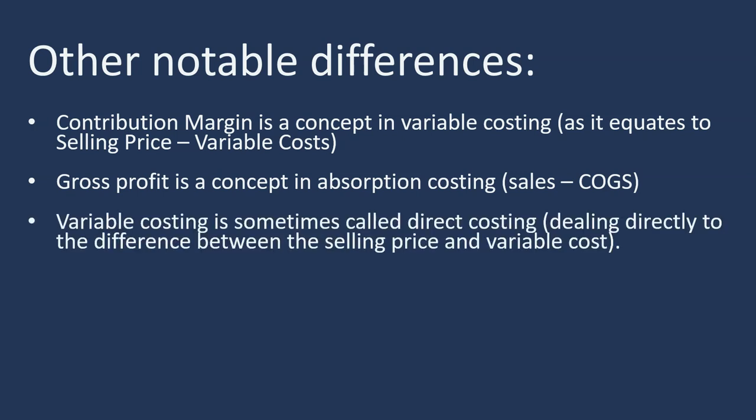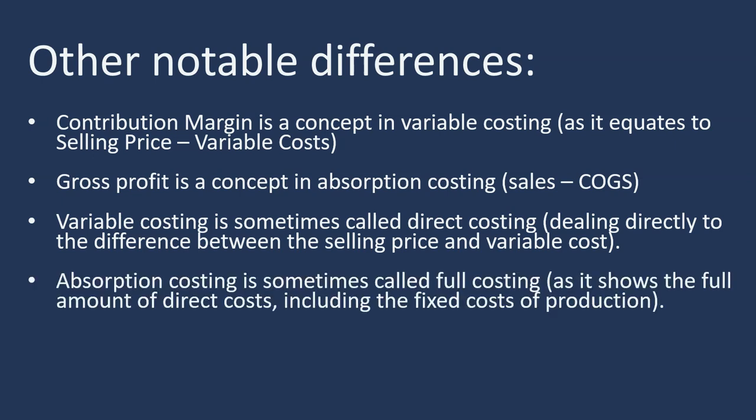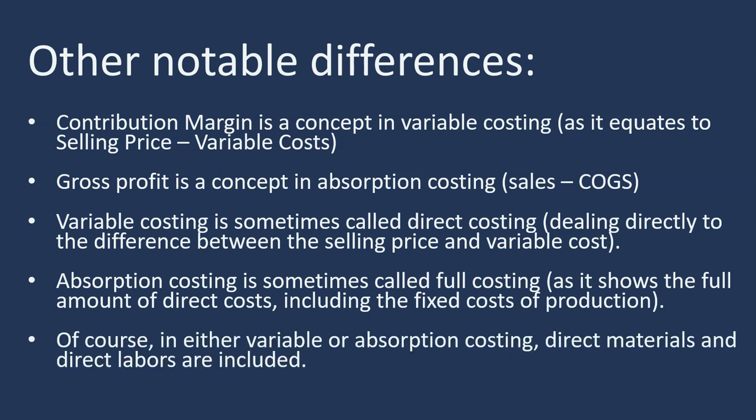Variable costing is sometimes called direct costing, meaning we're dealing directly with the difference between the selling price and the variable cost. Again, that's contribution margin. And absorption costing is sometimes called full costing, and that shows the full amount of direct cost, including the fixed cost of production. Finally, of course, in either variable or absorption costing, direct materials and direct labor are included.